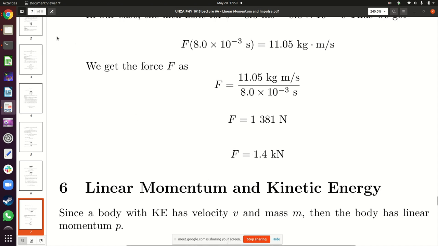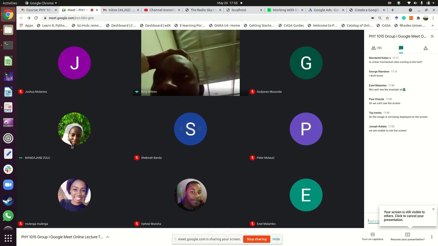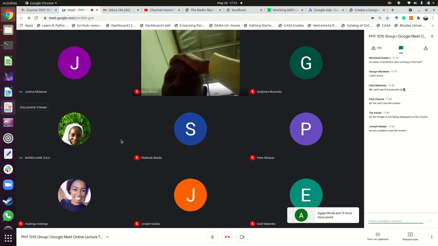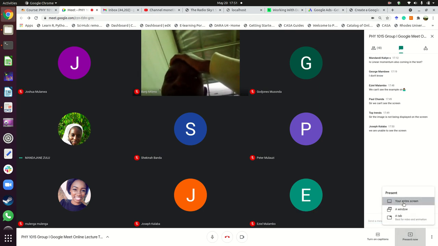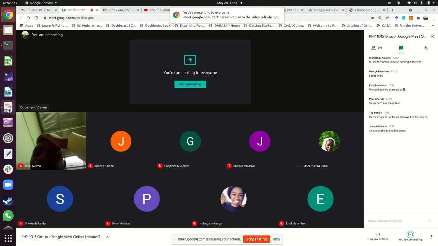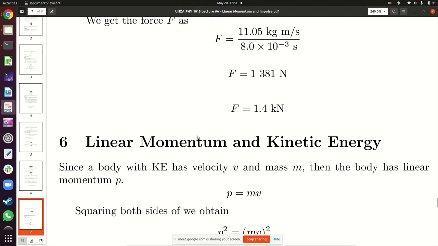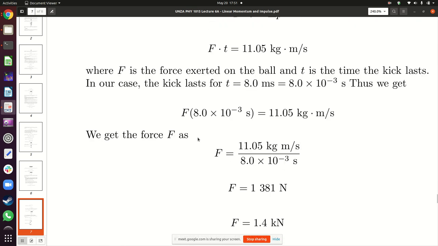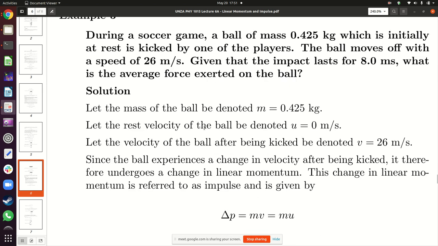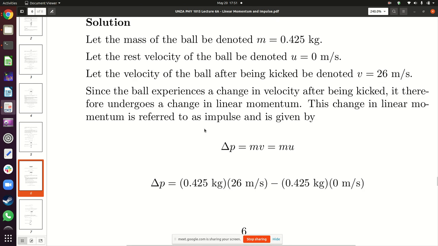You can't see the screen. Who else is not seeing the screen? Can't see here as well. Can't see the screen. Okay, something should have happened. Let me stop sharing and try to share again. Can you see the screen now? Yes, sir, we can see it now. Oh, okay. Where did you stop seeing the screen? When I was looking at this example? Where? Yes. Just example 3. Just here.